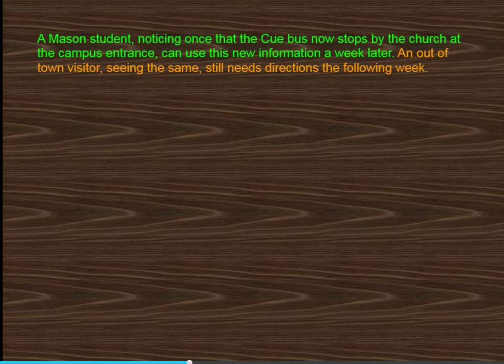So, for example, a Mason student noticing once that the Q bus now stops in front of the church, they use this information next week saying, oh, I'm going to pick it up there since it's closer to my office. Whereas an out-of-town visitor, first time on campus, sees the very same bus stop in the same place, but will not be able to remember it a week later.